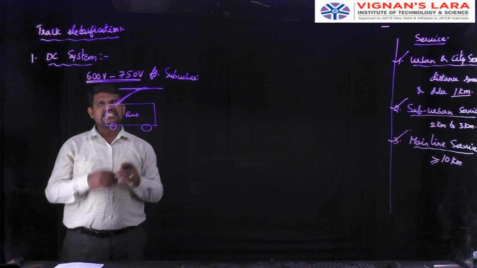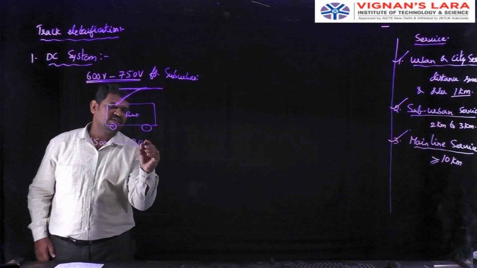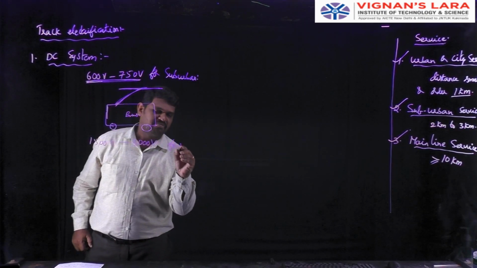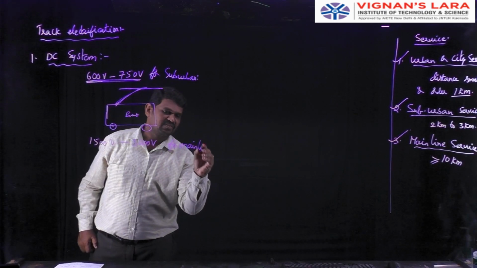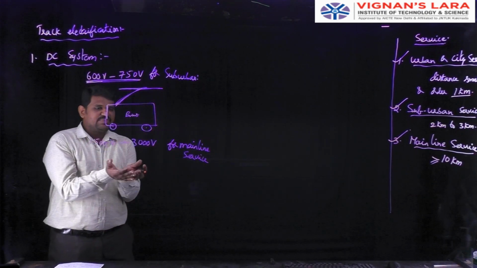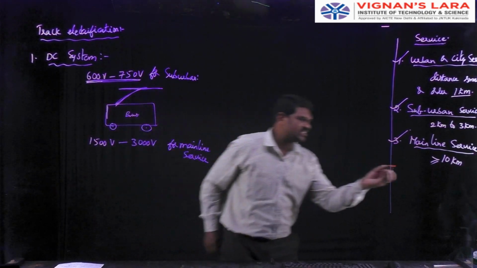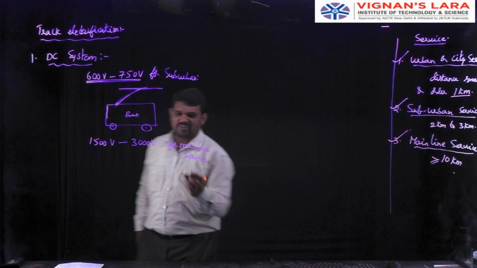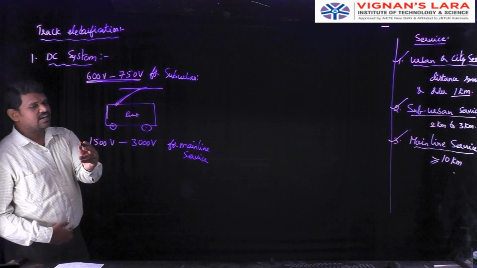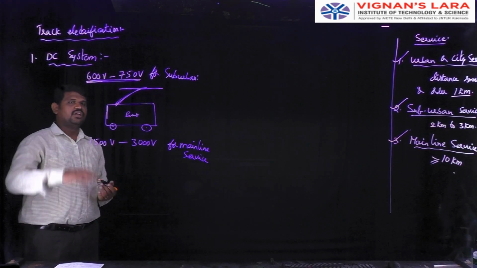Next, for the mainline service, a 1500 volts to 3000 volts DC system is used. If the distance between the two stops is greater than 10 kilometers, then that service is called the mainline service. For the mainline service, the operating voltage is in the order of 1500 volts to 3000 volts.